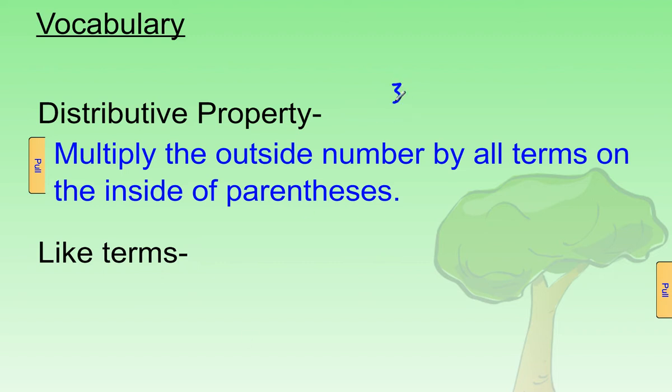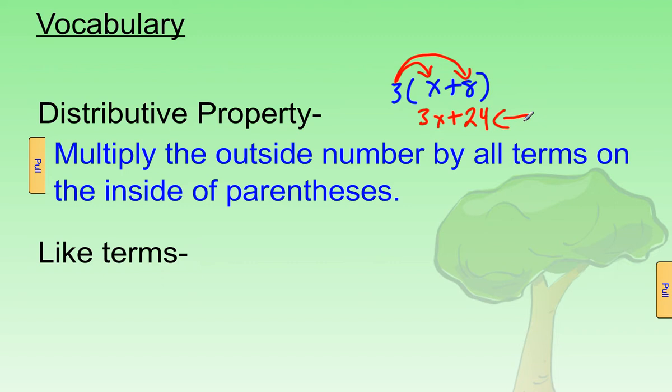Let's get an example. So if you have 3 times the quantity x plus 8, this distributive property allows you to multiply this outside number, the 3, by all of the terms on the inside. So I take the 3 times the x and the 3 times the 8, and I would get 3x plus 24. That's what this distributive property allows you to do. And the whole point of the distributive property is it allows you to get rid of parentheses. Notice in my new line right here, no parentheses, which is awesome.